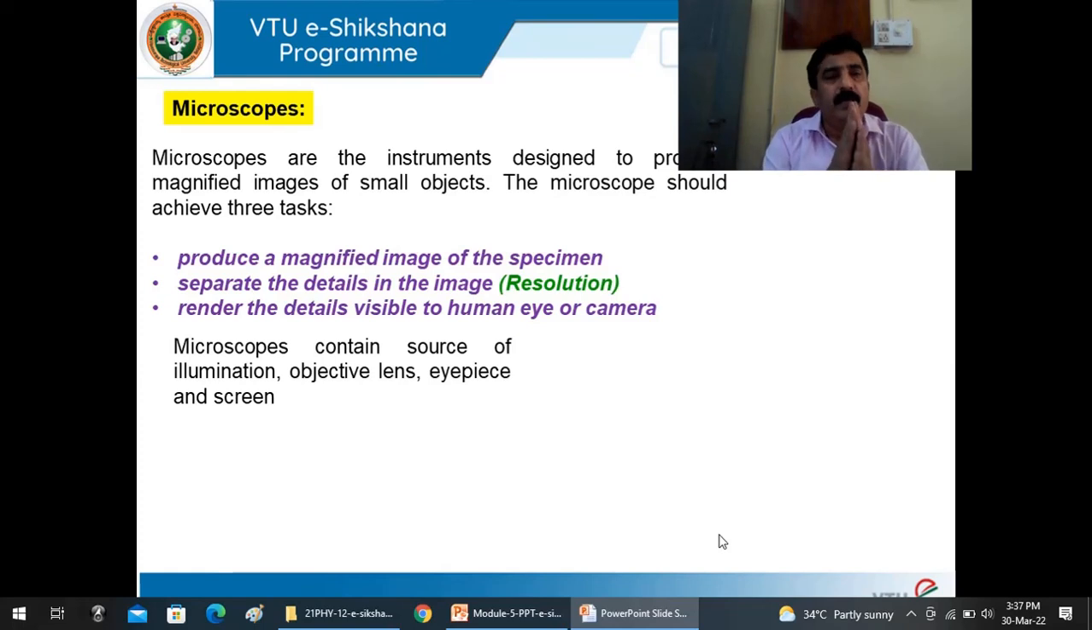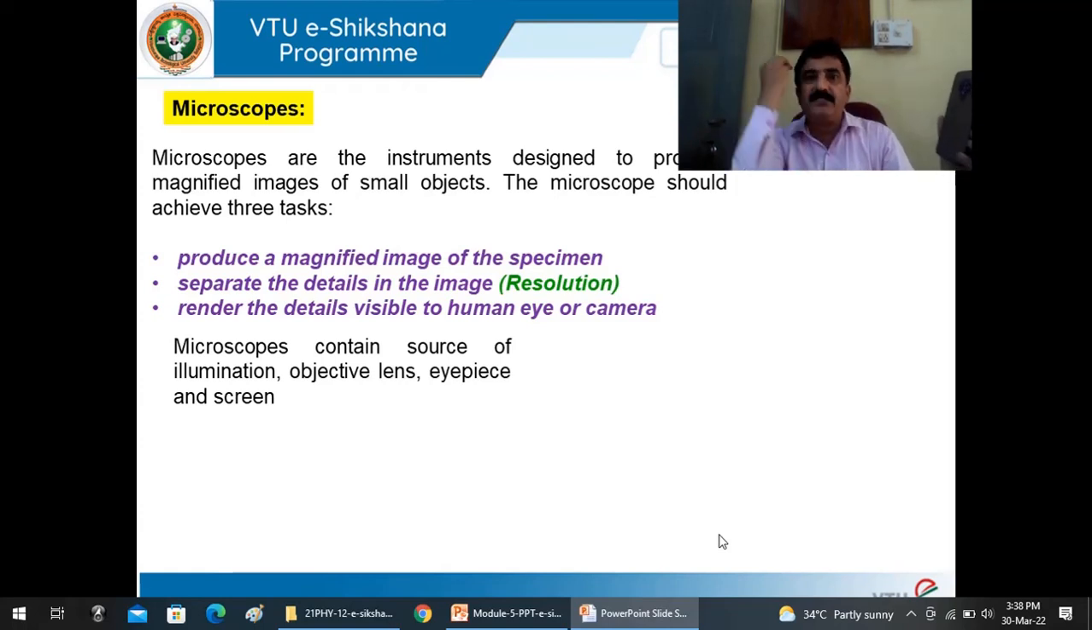Microscopes, all microscopes contain a source of illumination. Light must fall on the object. Objective lens, the lens which is very close to the object. Eyepiece, the lens which is very close to the eye, and the screen. For example, I want to see this object. First of all, light should fall on this object. After some optical phenomena, light proceeds towards me. So in order to make the light fall on the object, I need one lens here, that is the objective lens. After some optical phenomena, maybe diffraction, maybe reflection, maybe refraction, maybe dispersion, light proceeds towards me. So I have one more lens here, that is the eyepiece.